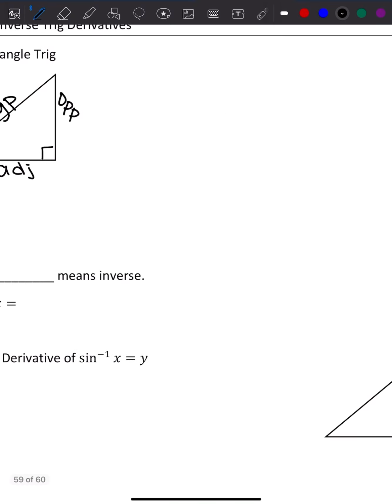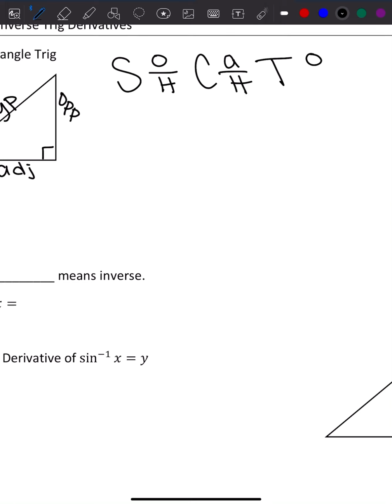So some things that we want to remind ourselves about are things like SOHCAHTOA. Specifically, I like writing it like this because it's saying sine is opposite divided by hypotenuse. It just makes it a little bit easier to look at.